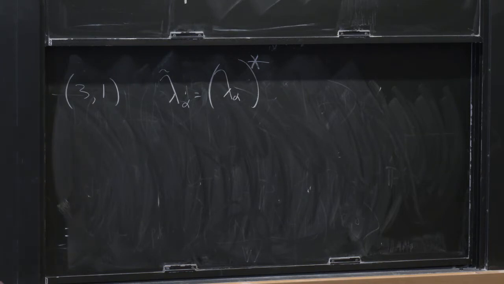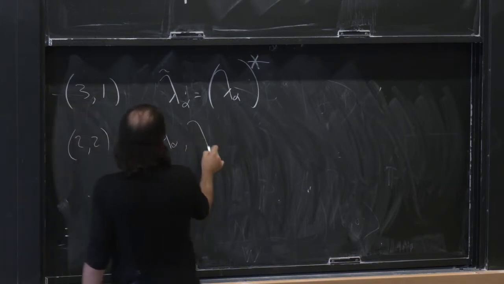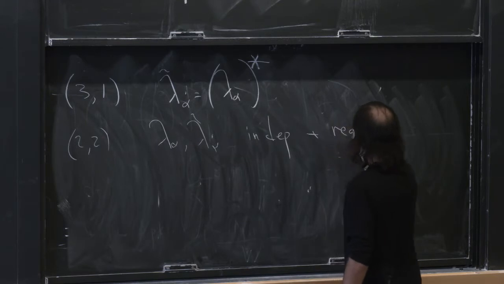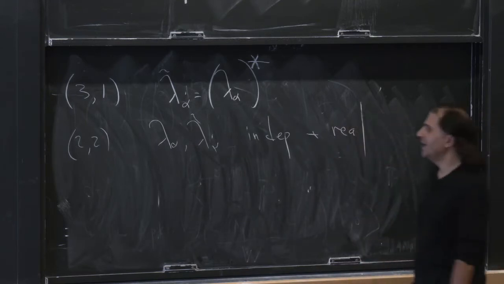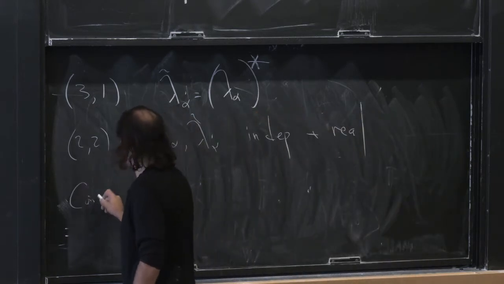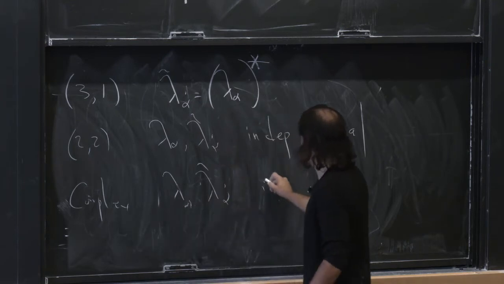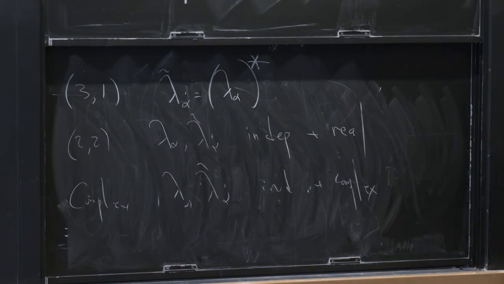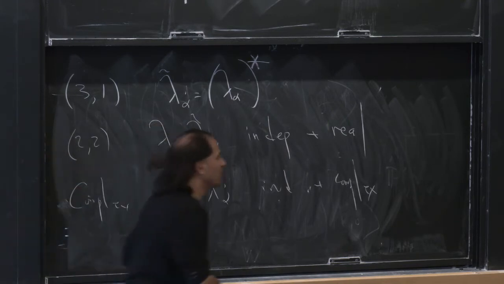All right. In 2-2, lambda alpha and lambda tilde alpha dot are just independent and real. And in general complex, lambda, lambda tilde are just independent and complex. All right. Now let's talk about what Lorentz invariants look like.